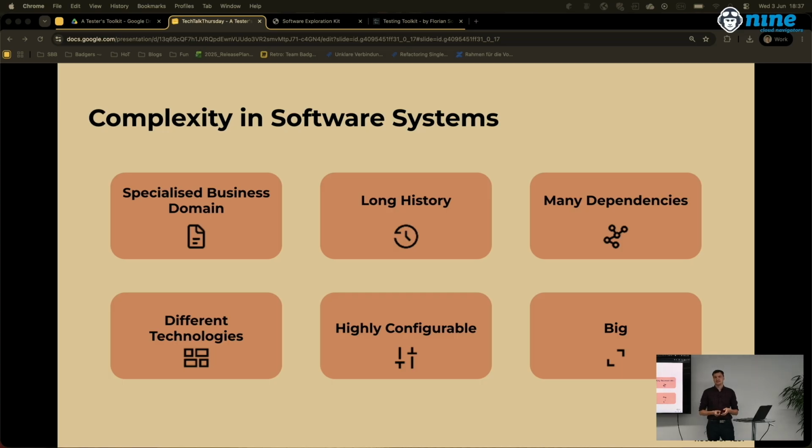And of course, things that are big, like big systems with a lot of applications and services running, or consisting of many modules, all of that together brings a lot of complexity.